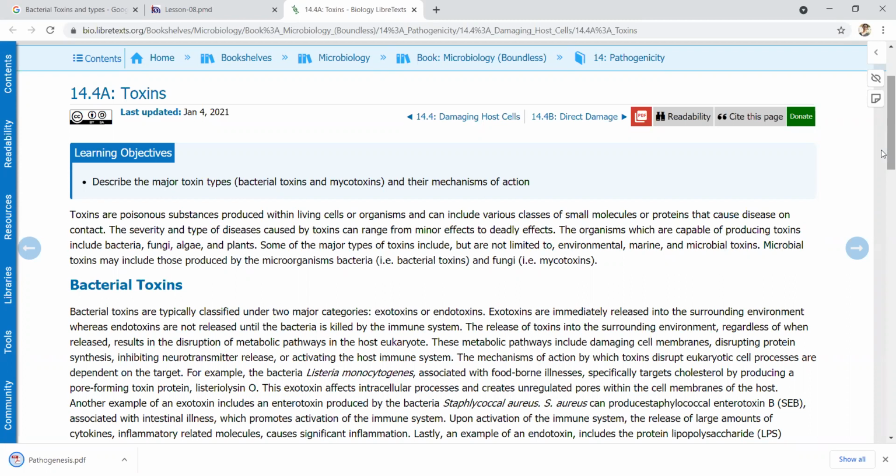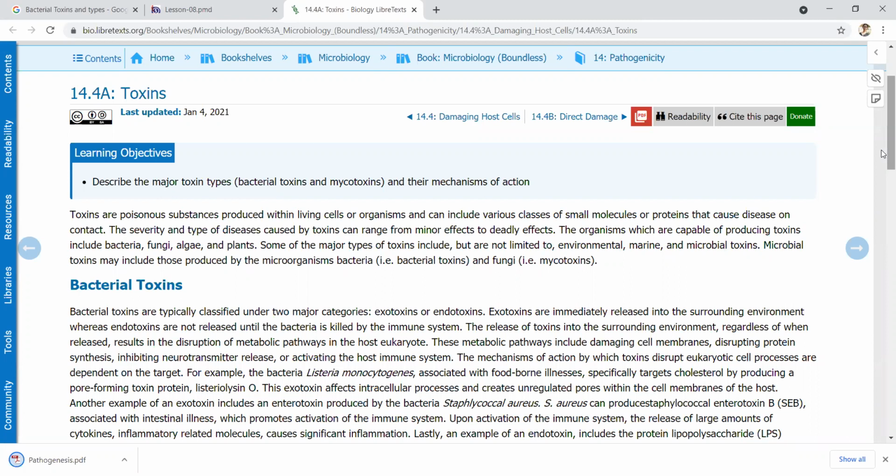Now the severity of the disease may range depending on the type of toxin or the amount of toxin that has been ingested or released in the person's body. Based upon that, the severity of the disease is characterized. The organisms capable of producing toxins include bacteria, fungi, algae, and even certain plants.